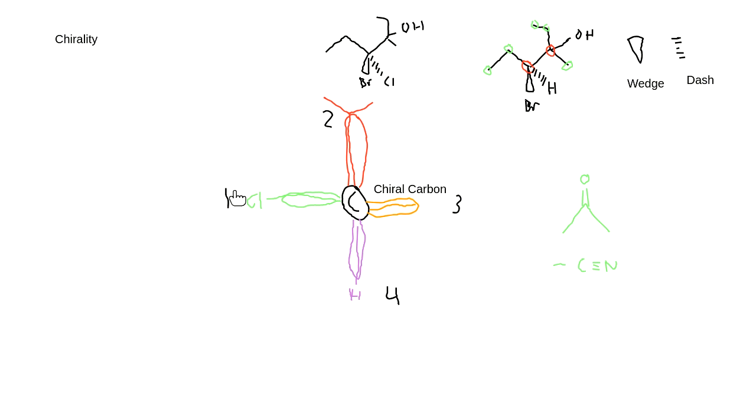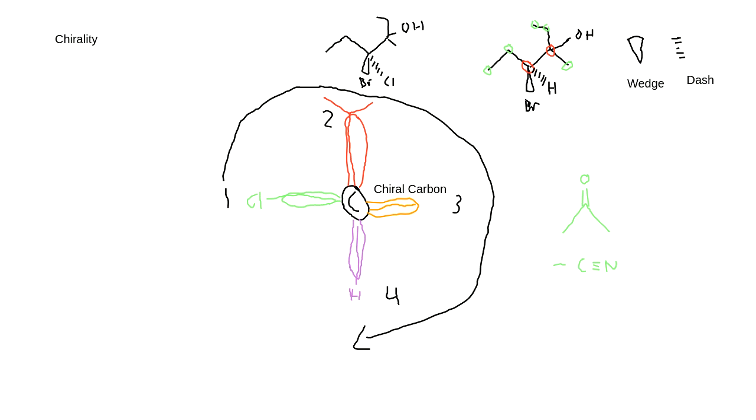Okay, so going back, we prioritized and numbered by weight, and we are actually going to draw an arrow to indicate the direction, and the direction should always be either clockwise or counterclockwise. Okay, in this particular example that I drew, this is clockwise. Okay, and if it's clockwise, we denote it as R. And if it's counterclockwise, we denote it as S.